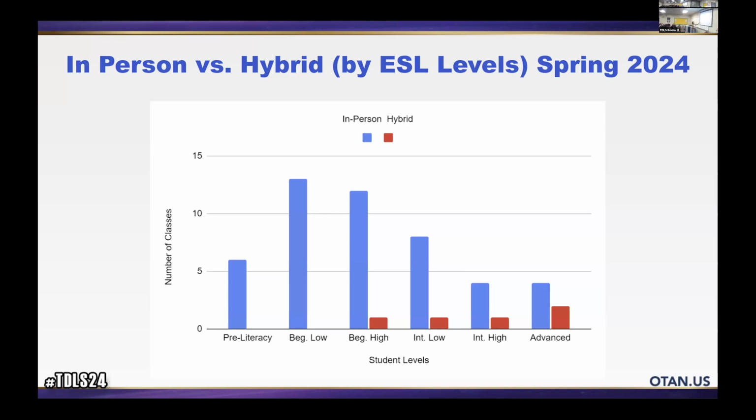And you can see the red bars are mostly in higher levels, right? So our pre-literacy and beginning low teachers are hesitant to do it, even though we try to convince them, even though we try to give them professional development to train them. But they're still hesitant to do it. I think it takes a lot of time for them to learn how to teach students online. Right now, let me show you my list.